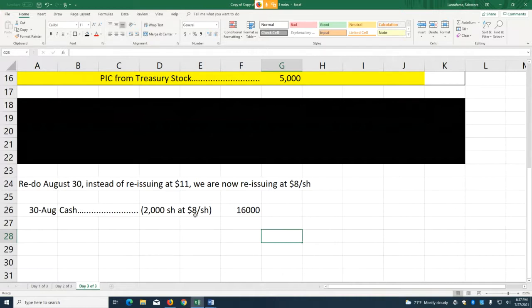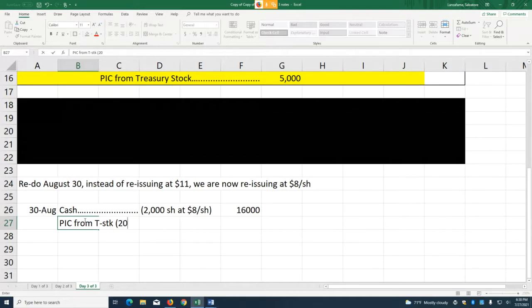But remember, these 2,000 shares we acquired at 10. So let me show it to you wrong first. So if I said, okay, let me debit pick from T-Stock, and these 2,000 shares. Now, this may turn out to be right. It's possible it could be right. So it's worth a shot to attempt. But remember, we acquired them at $10 a share. So what's 2,000 times 10?